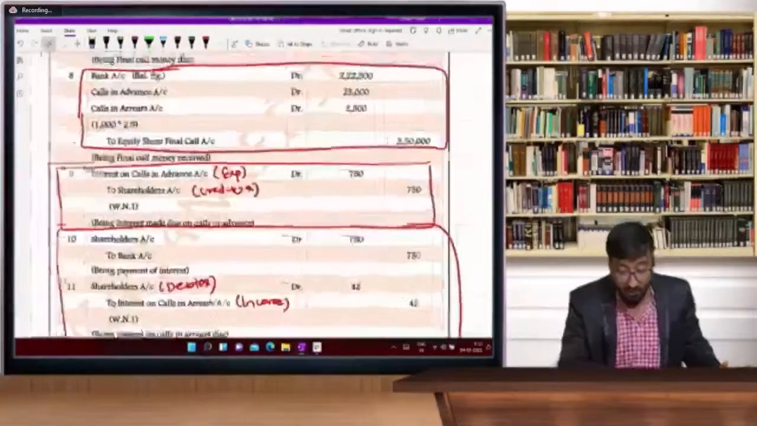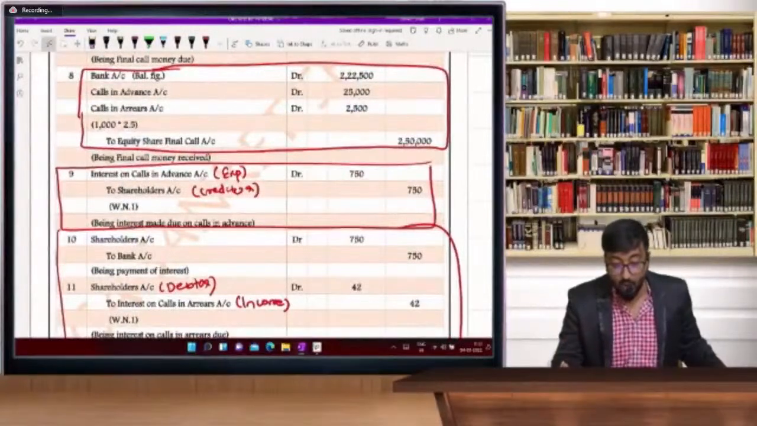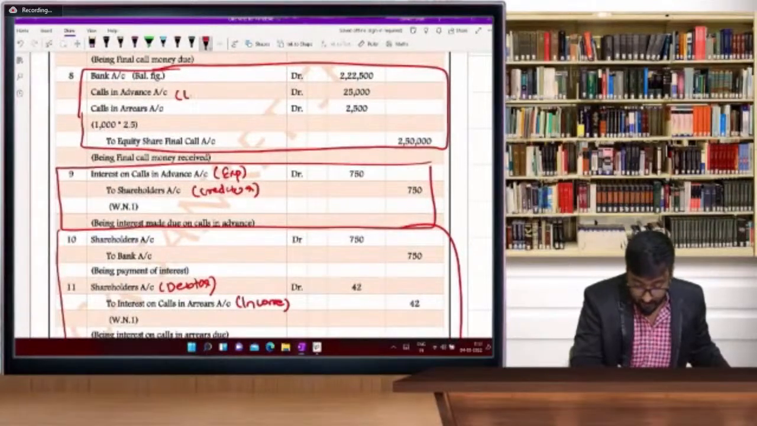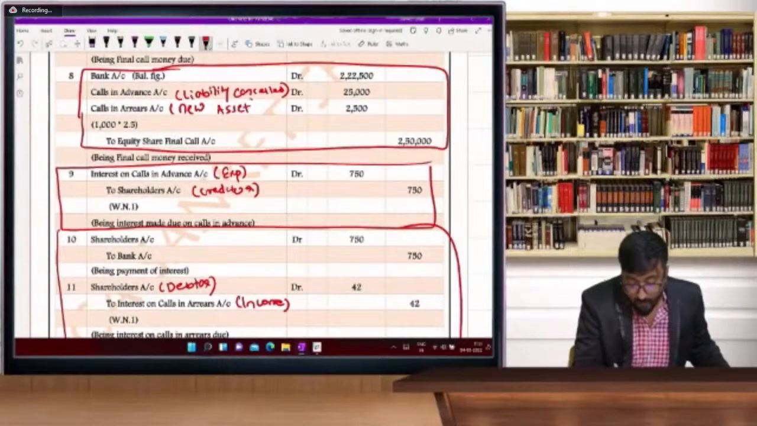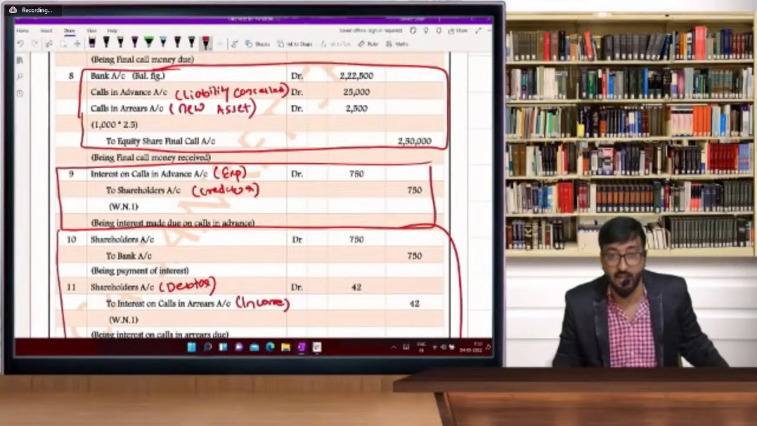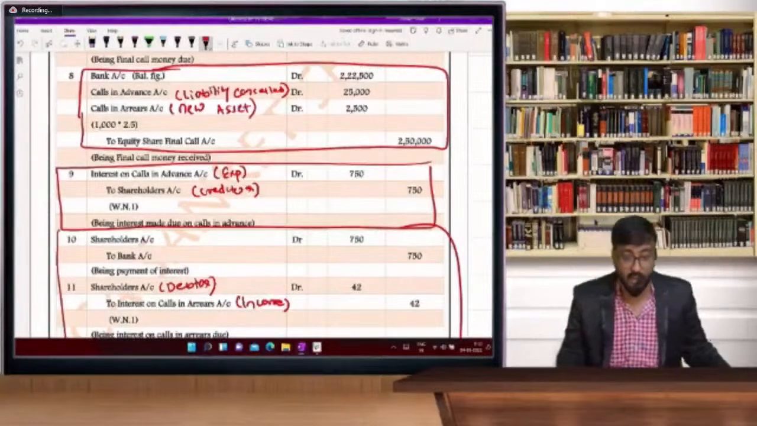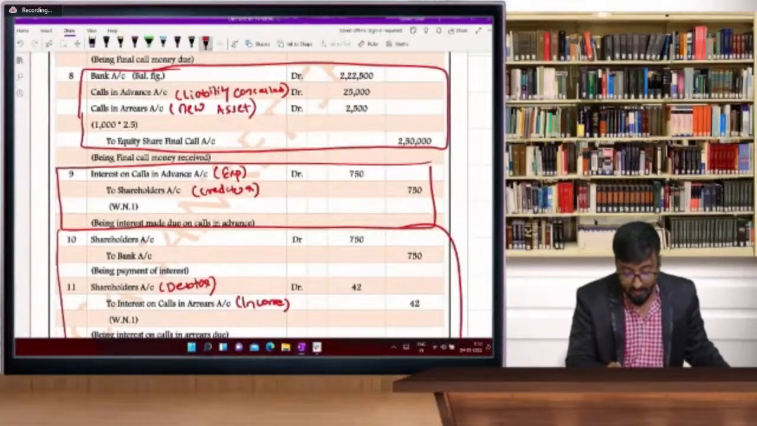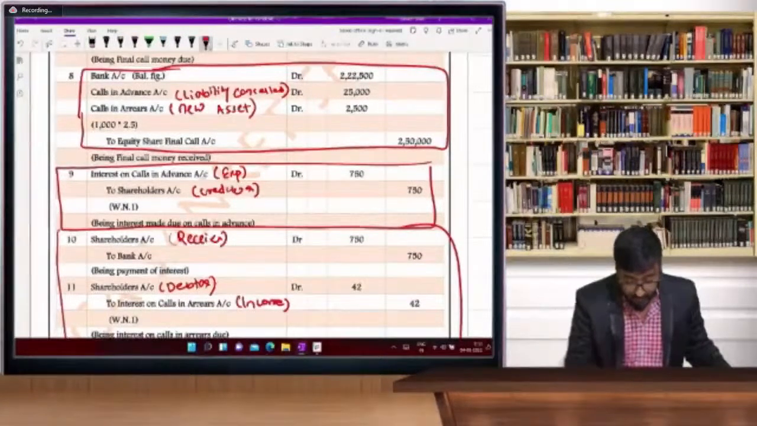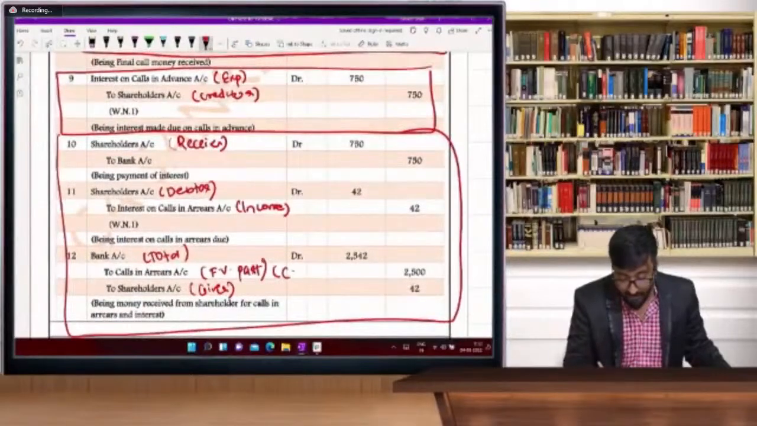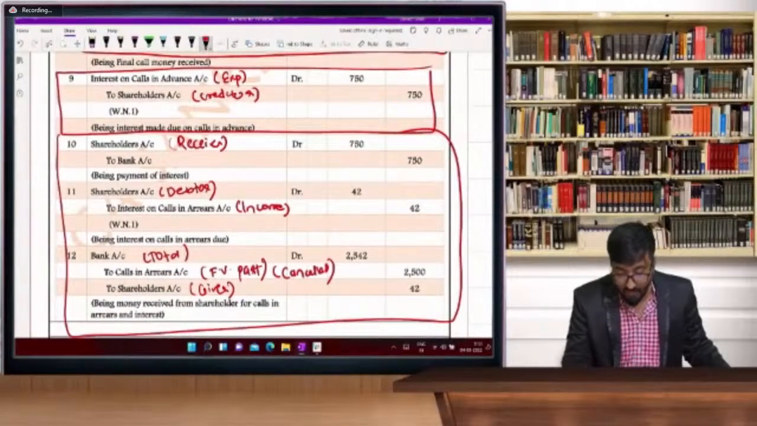See, bank account debit is a balancing figure. Calls in advance, liability cancelled. It's a final call. Calls in arrears, new asset, because calls in arrears is an asset, debit balance. Okay, equity share final call is getting cancelled. I told you the logic of interest. Shareholder creditor becomes receiver, 10th entry, and cancel calls in arrears, 2,500.